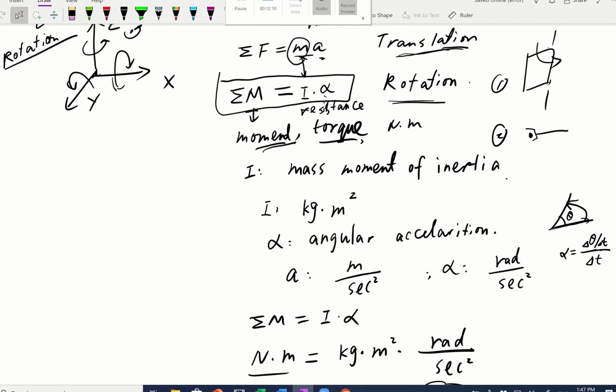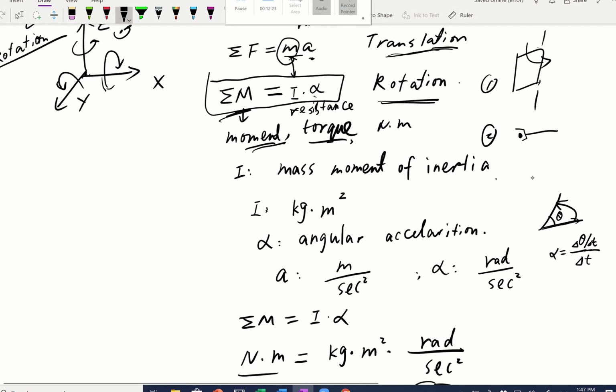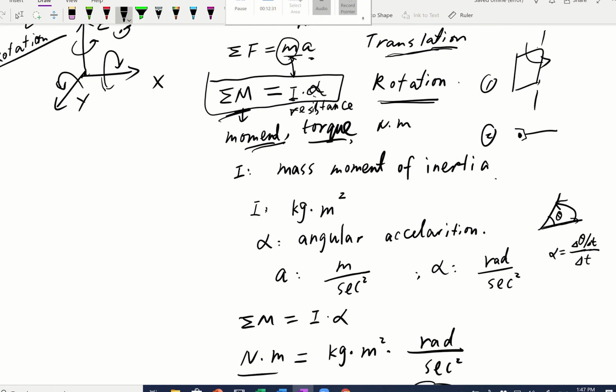Why do we have to spend time on this equation? Remember, we are talking about rotation. In rotation, what causes rotation? You have to have a torque, the M. And what's the resistance to this rotation? It's going to be your mass moment of inertia, I. And what's being generated? It's going to be our angular acceleration.